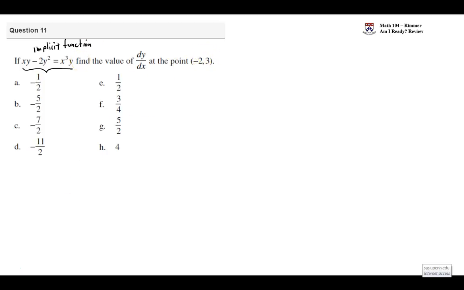Anytime, then, what's going to happen is we're going to take this function, which is described by this equation, xy minus 2y squared equals x cubed y. It represents a curve. It might not be our literal sense of function passing the vertical line test, but we can still find the derivative of it. And what we have to use is called implicit differentiation.